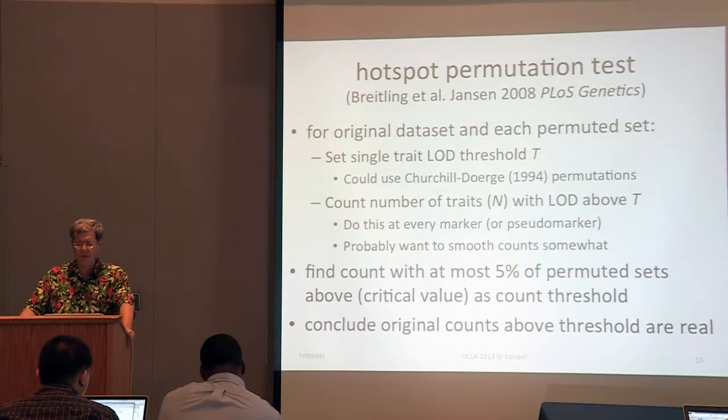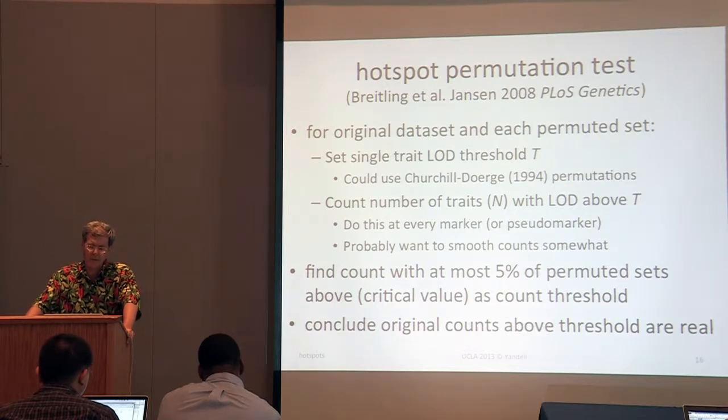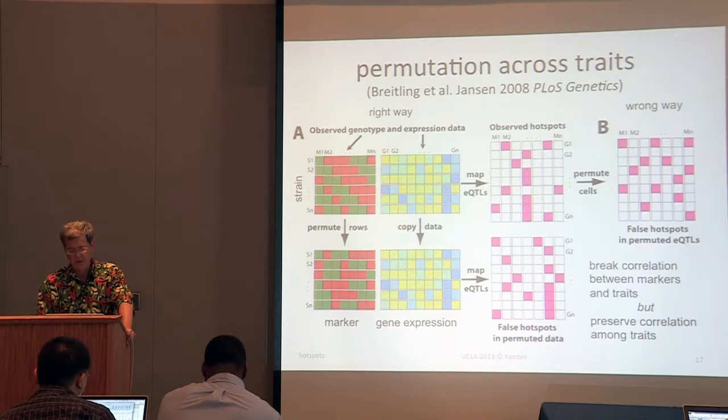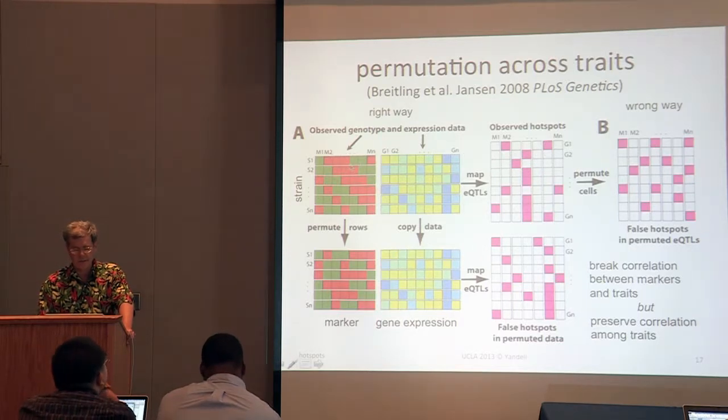So here's some more detail about the permutation test. For the original data set and each permuted data set, you set the single trait threshold and count the number of traits. I've said this already. Find the count above that threshold, and conclude the original data counts above the threshold are real. Here's a graphic of what's going on. Here we have the genetic data, and here we have the expression data. Each row corresponds to an individual.